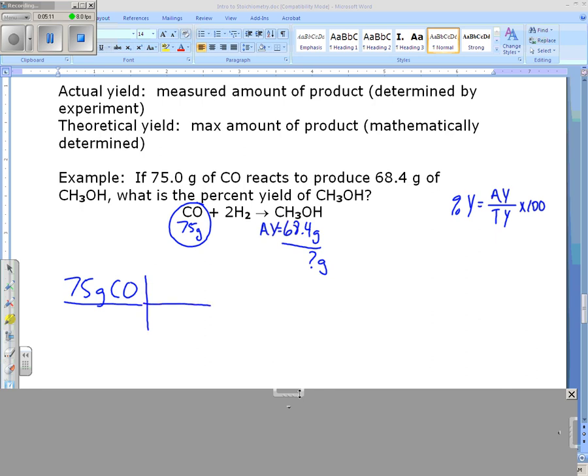Can I use mole ratio? No. How can I get it to moles so that I can use mole ratio? Molar mass. All right, the molar mass of carbon monoxide is what, 28.01 grams in 1 mole of CO. Grams cancel out. Now can I use mole ratio? Yes, so do. Moles of CO are here, so moles of CO have to go down here. And then we're going to moles of methanol. And it is 1 to 1 in this reaction because those are our coefficients, 1 and 1.